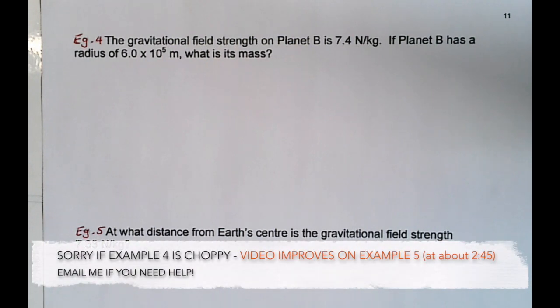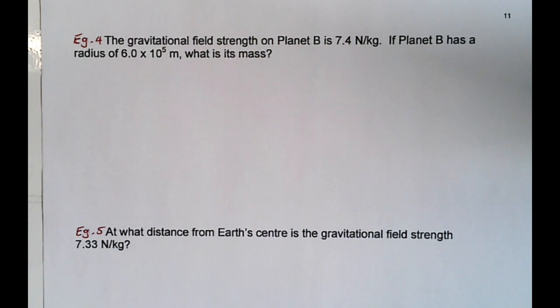Let's use our source mass formula to solve a few more examples. In this example, the gravitational field strength on planet B is 7.4 newtons per kilogram. If planet B has a radius of 6 times 10 to the 5 meters, what is the mass?